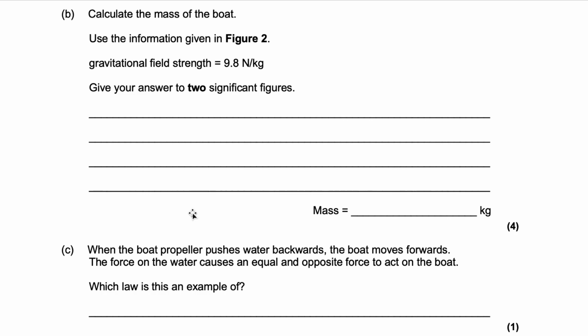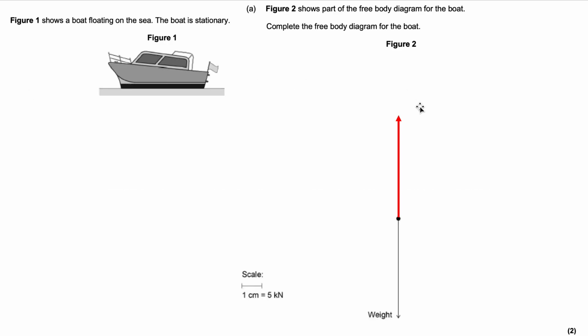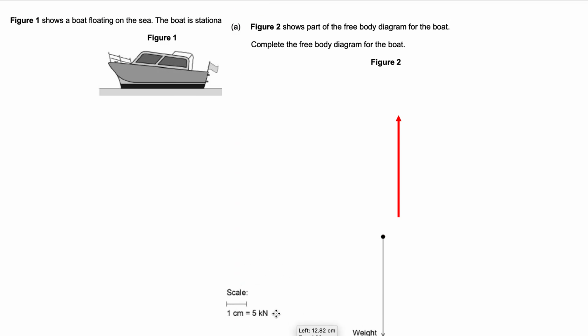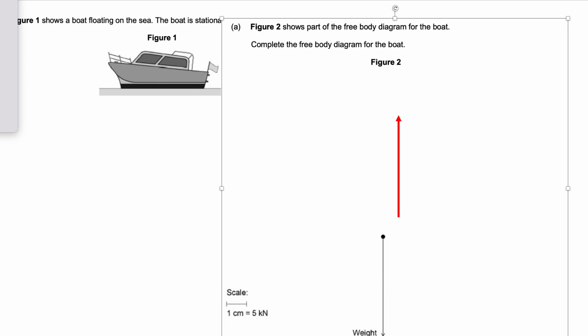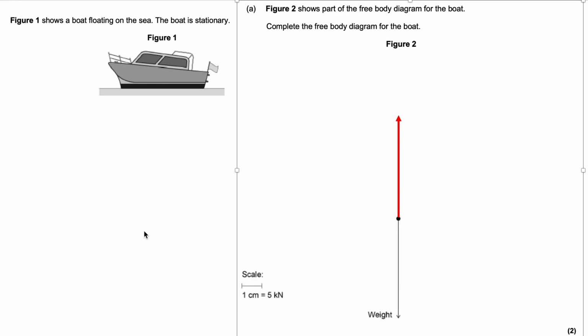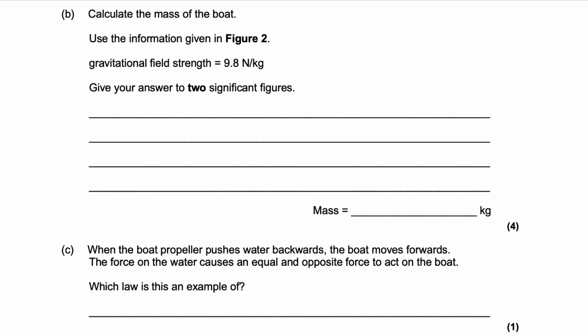Calculate the mass of the boat. Use the information given in figure 2. Gravitational field strength is 9.8 newtons per kilogram. Give your answer to 2 significant figures. So let's look back at figure 2. The information that we haven't used is down here where it says scale. 1 centimetre is 5 kilonewtons. So what we want to do is measure the length of this arrow in centimetres. And you should find that it's 5 centimetres long.